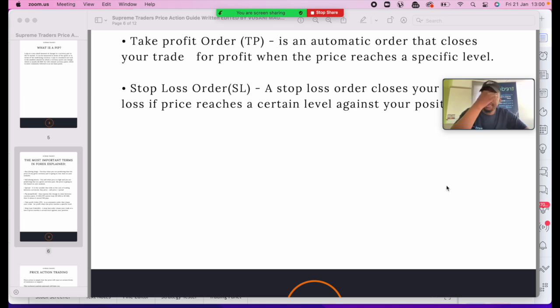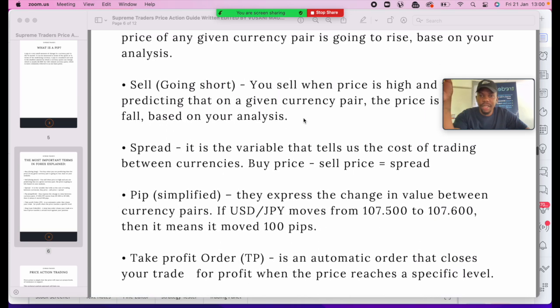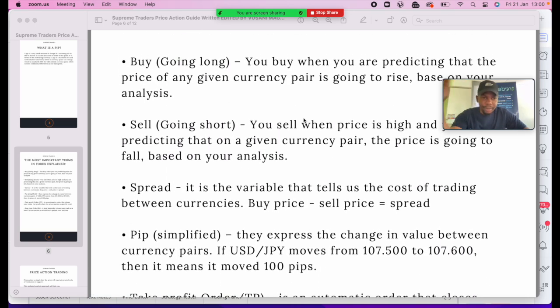Alright. So basically we just shared the most important terms that you need to know. These are basically the most important.